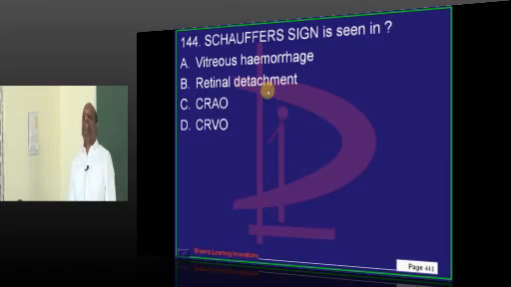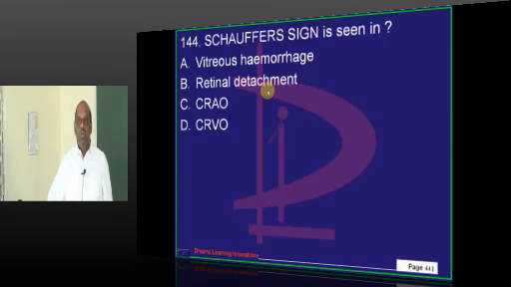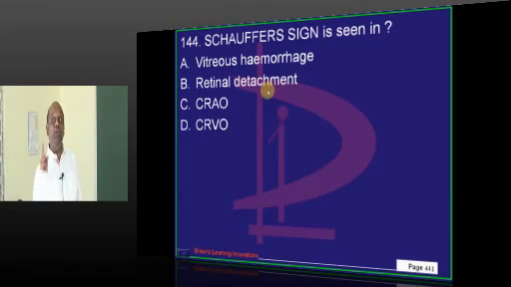What is meant by Schaeffer's sign? Do you see it looking at the patient's face, drilling into the patient's eye, or peeping into the patient's eye? Slit lamp, fundoscope, or visual? What is Schaeffer's sign? Without that, you might have answered it correctly, I know.